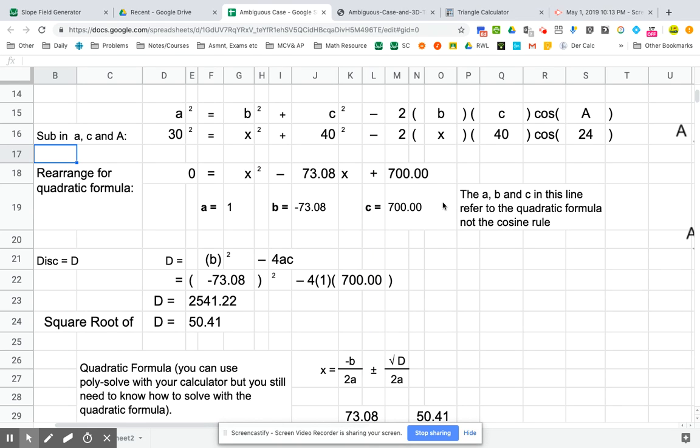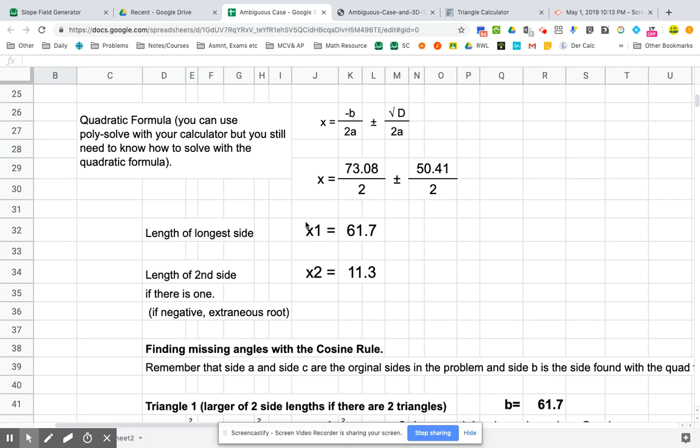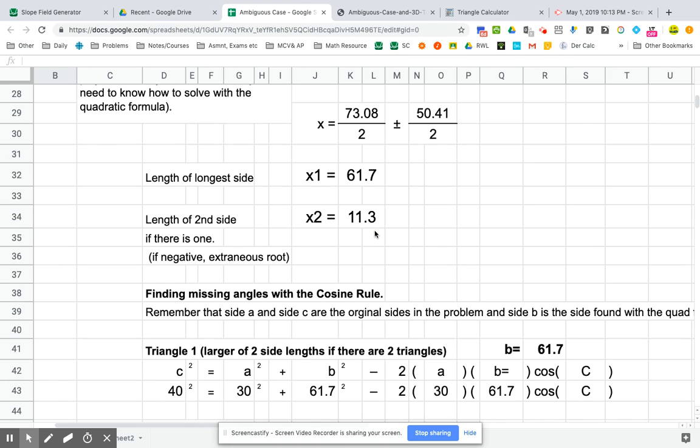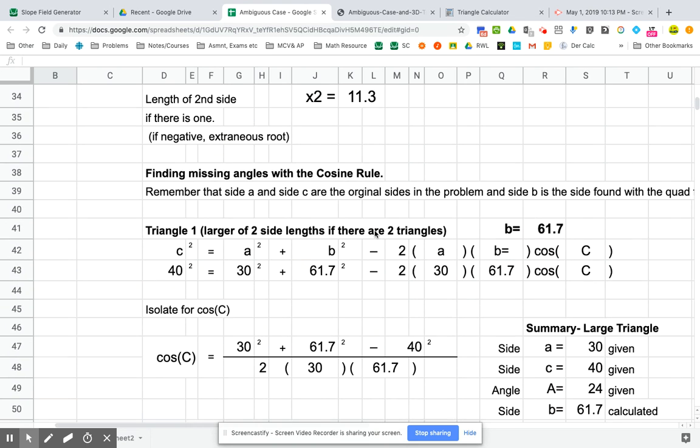Sorry. Once you get this quadratic equation, you can then input that into your polysolve on your black calculator to get your answers. But again, you do have to know how to use the quadratic formula, but you would get those two answers. Okay, so this is for the bigger triangle, and this is for the smaller triangle. Now there's a lot more work to do, though, because the question isn't just solve for that side, it's to solve the triangle. So here's what we need to do.